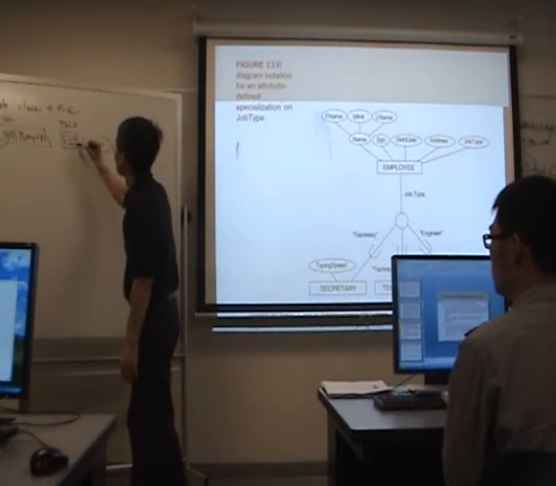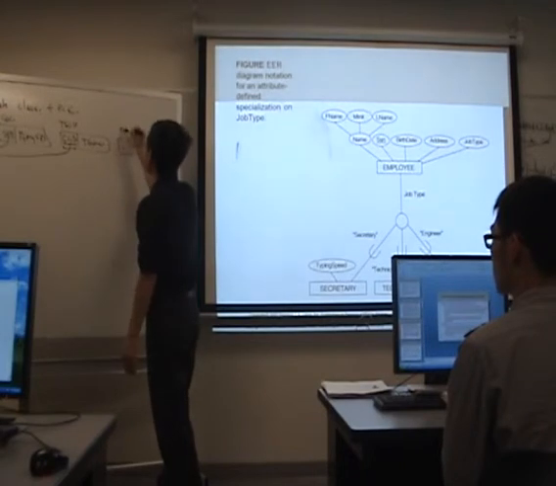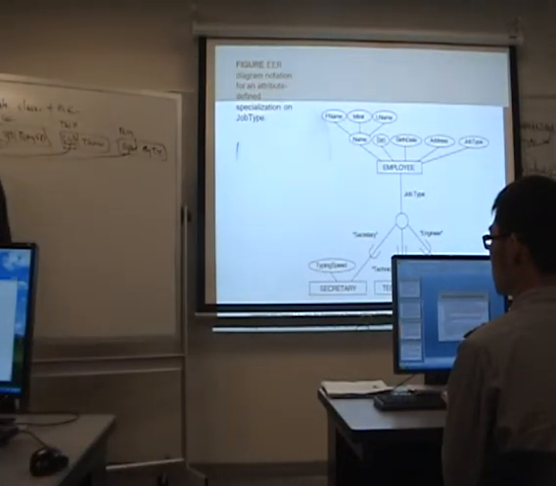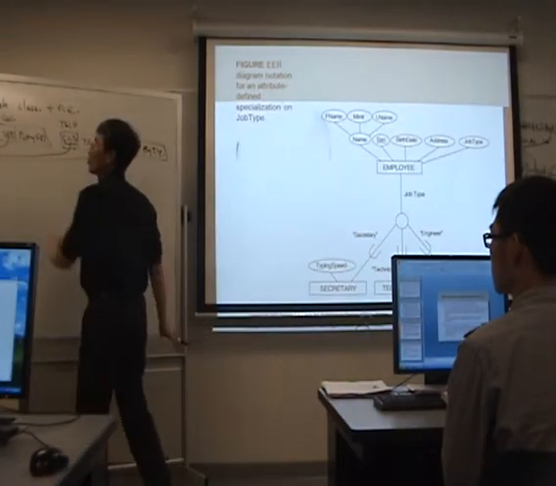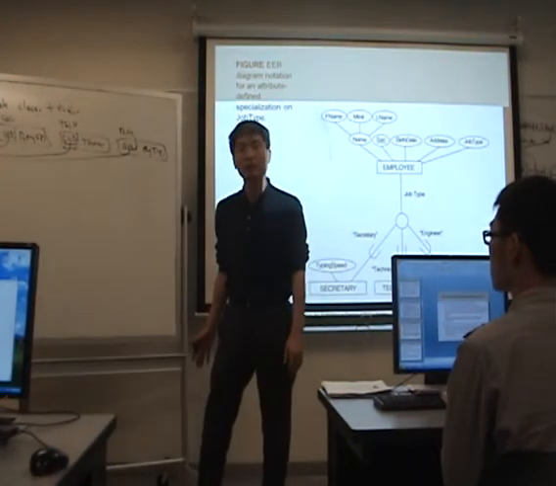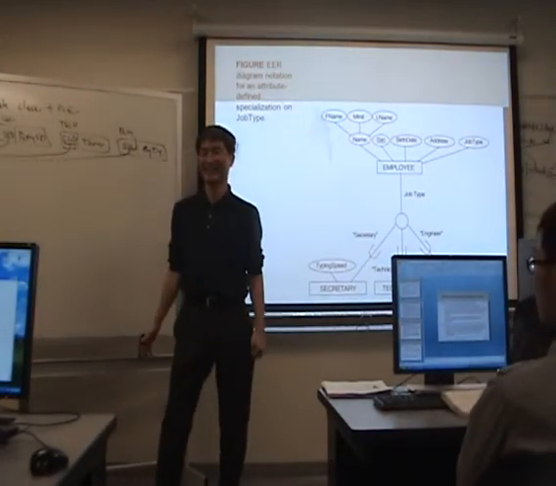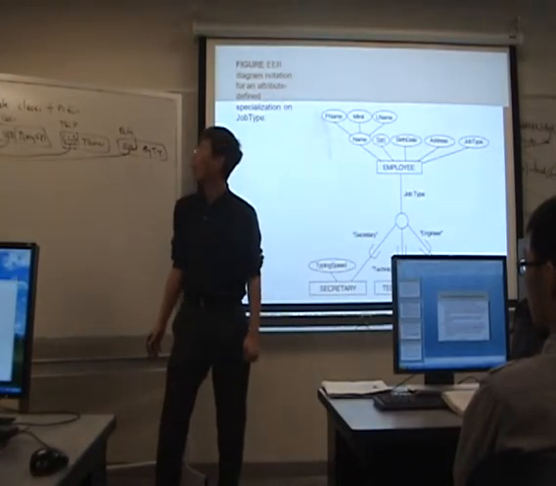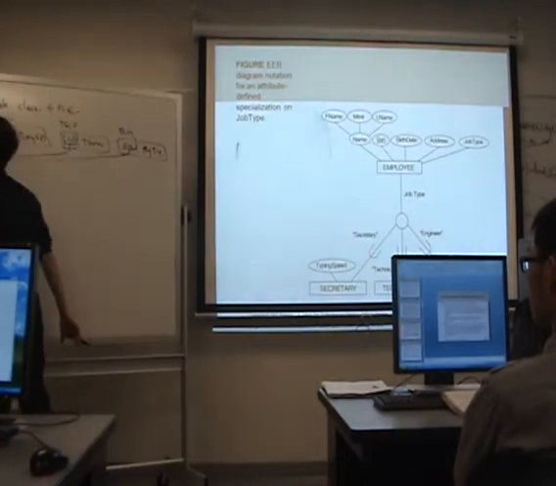What about engineer? SSN, ENG type. Don't forget to create the foreign key. Otherwise, you don't know who he is. Right? They don't have primary keys by themselves. Primary key, primary key, primary key. This will be a foreign key for the employee. Anyway, this is the primary key, but it refers to employee.